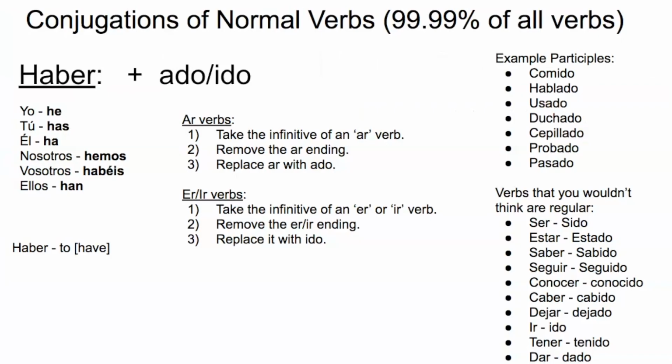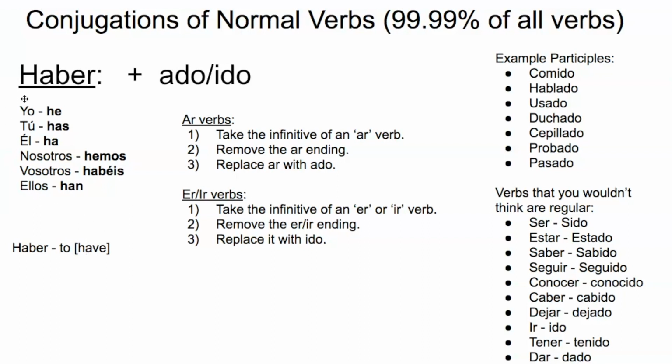So here we have the conjugation of all the normal verbs, or almost every single verb in the whole language. And how the tense works is you have to have haber, the verb, followed by an infinitive with ado or ido at the end. So haber is the verb to have, however, it's very, very irregular, what I'd argue as the most irregular verb in the entire language.